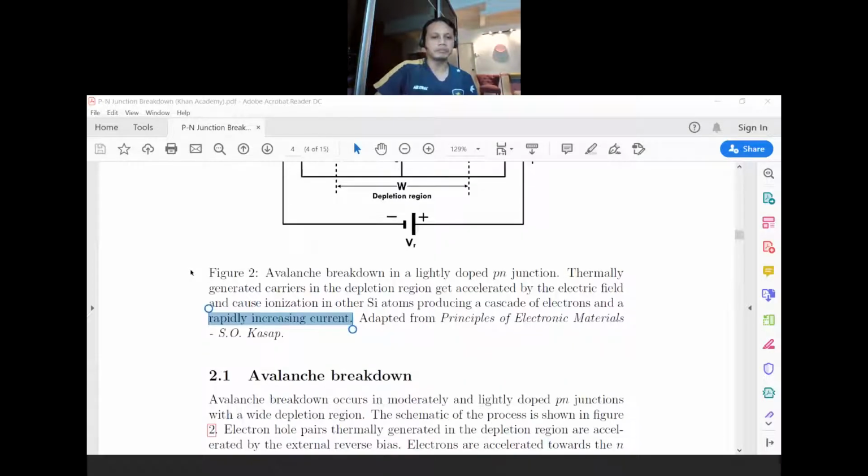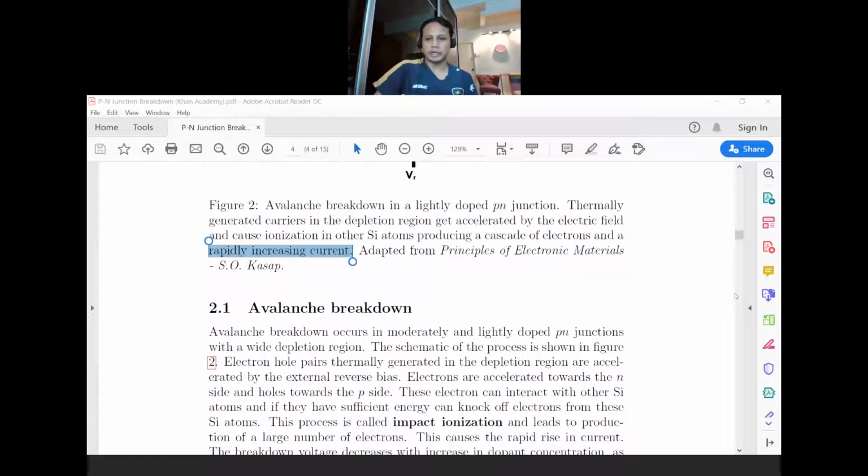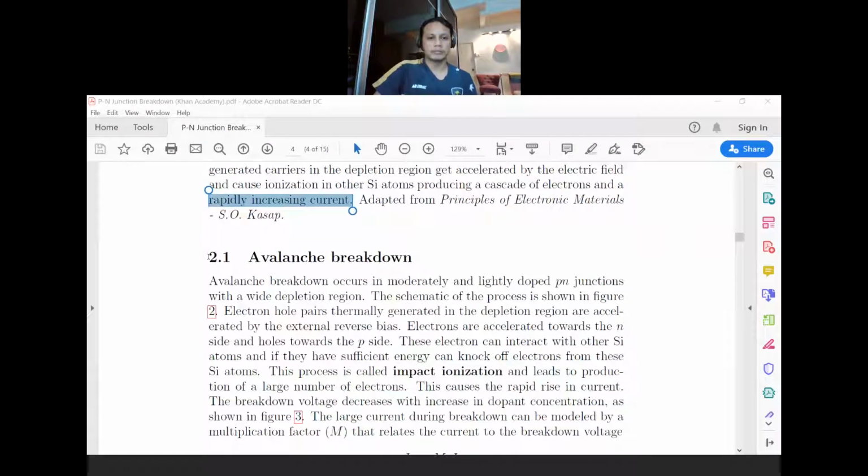Okay, so let's look at the explanation here. Avalanche breakdown occurs in moderately and lightly doped p-n junctions. So that means it's from as low as lowly doped, 10^12, 10^13, 10^14, up to moderately doped, perhaps around 10^16, 10^17. So you will have avalanche effect with a wide depletion region, because we have a huge negative voltage across the junction that will cause the widening of the depletion region.